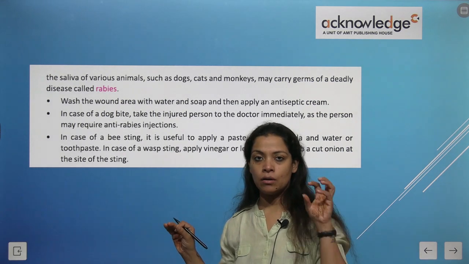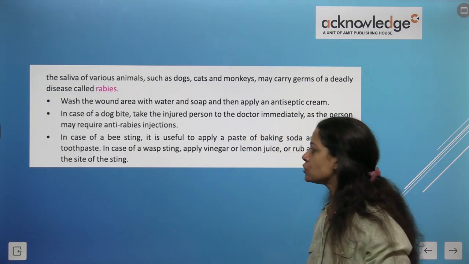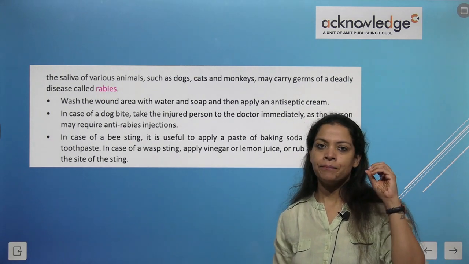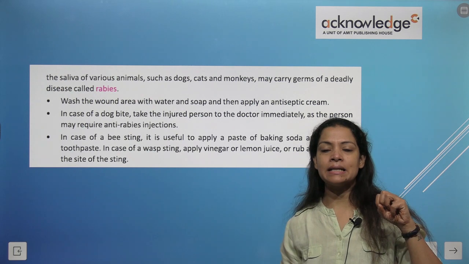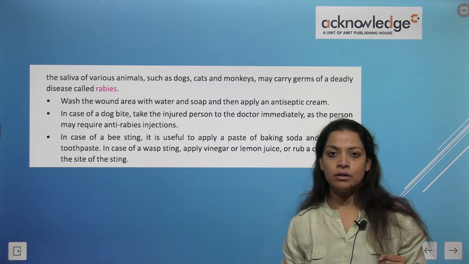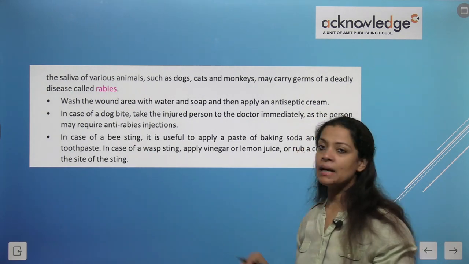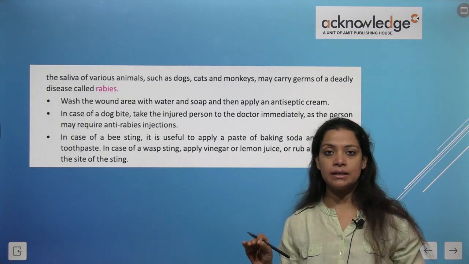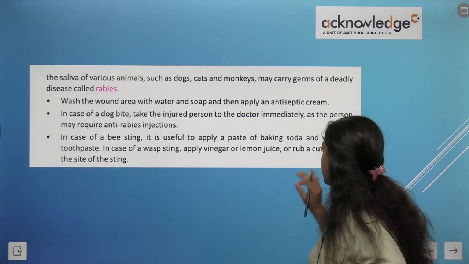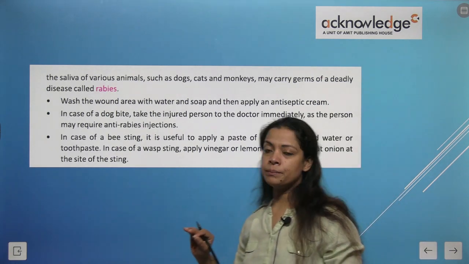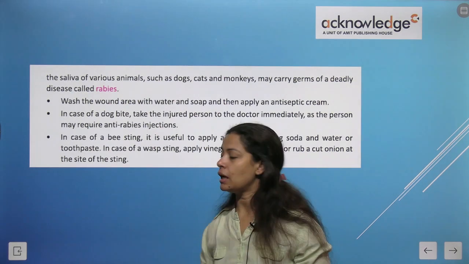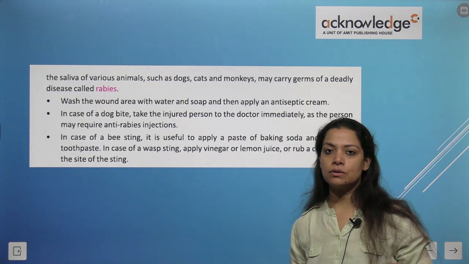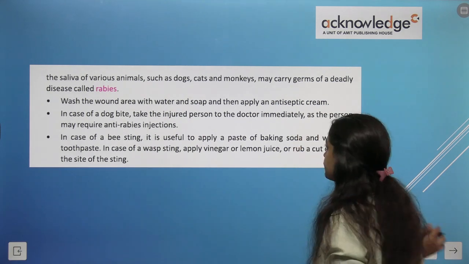In case of a wasp, a kind of fly, whose sting is very painful if it stings you, apply vinegar or lemon juice, anything which is khatta, which is sour in taste. Apply that kind of thing over that area. Rub a piece of onion, cut an onion, on the site of the sting. That will help in taking out the germs through that affected area.